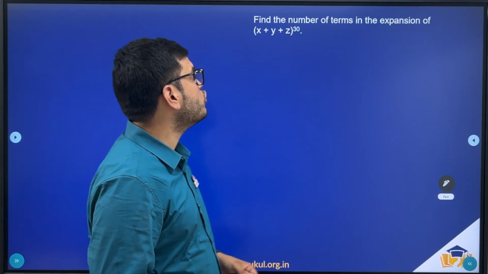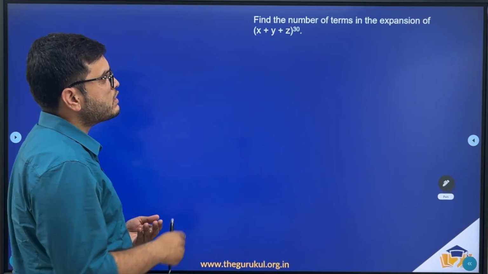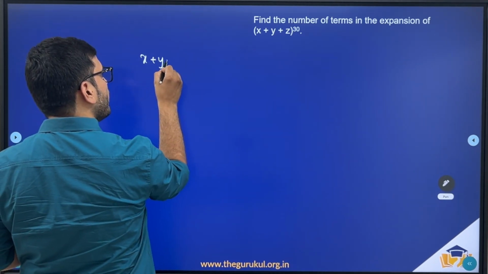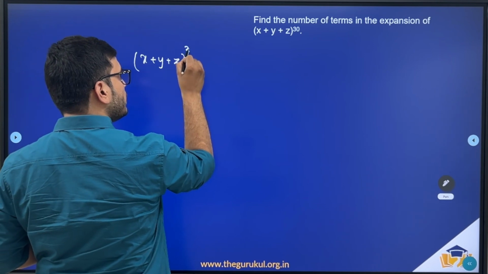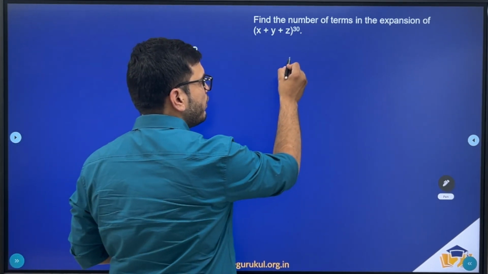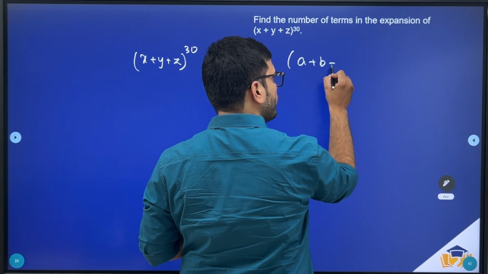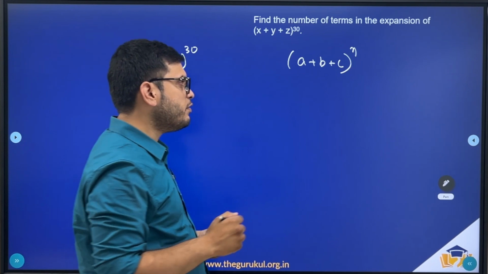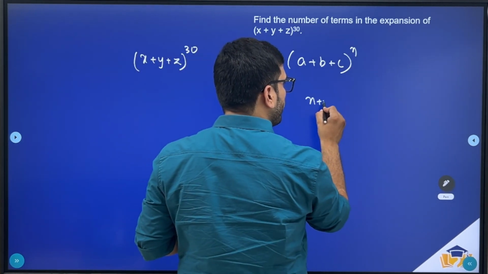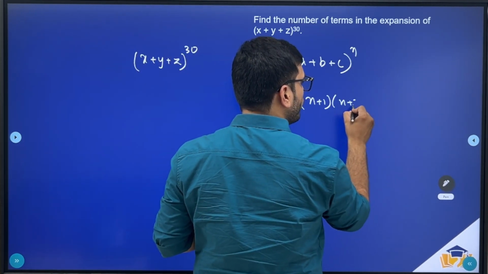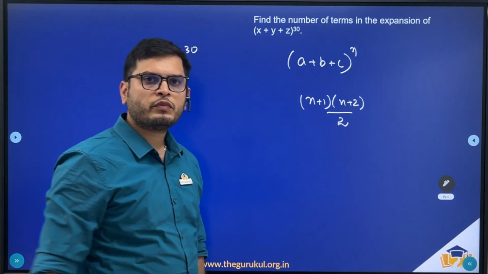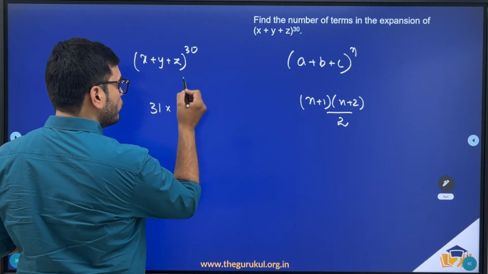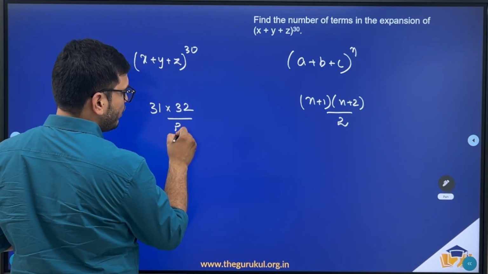Now coming to the second question, find the number of terms in the expansion of (x + y + z) whole power 30. Now this is a trinomial. Whenever you have a trinomial of the kind (a + b + c)^n, the total number of terms in the expansion of this trinomial will be (n + 1)(n + 2)/2. So here the value of n is 30. So 30 + 1, 31 into 32 by 2.